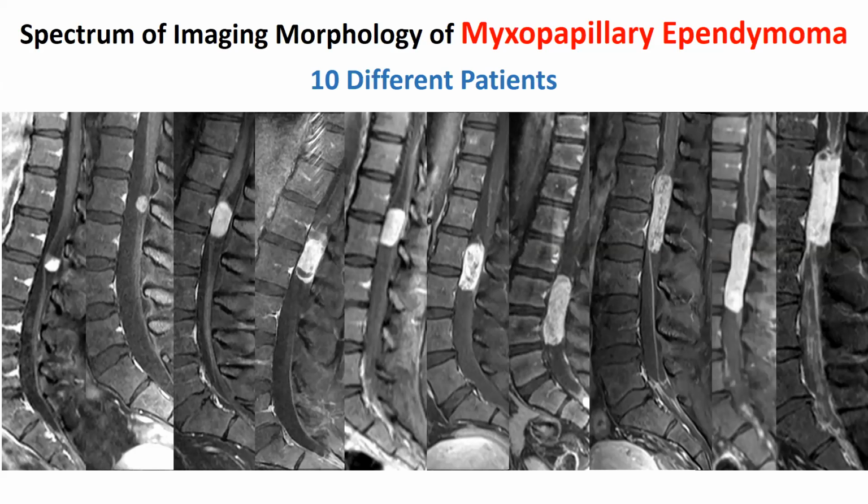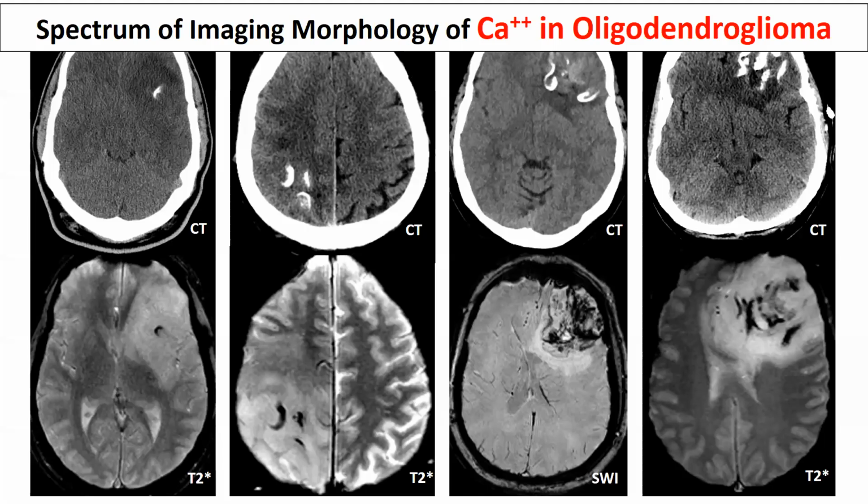Can you see the boxcar shape, kind of the blunted ends? More rectangular than sausage or oval, if you will. This is the spectrum. Now, the thing you need to remember about the spectrum of myxopapillary ependymoma is they are not all very large boxcars. They start as spheres. Got it? Okay, spectrum of imaging morphology.